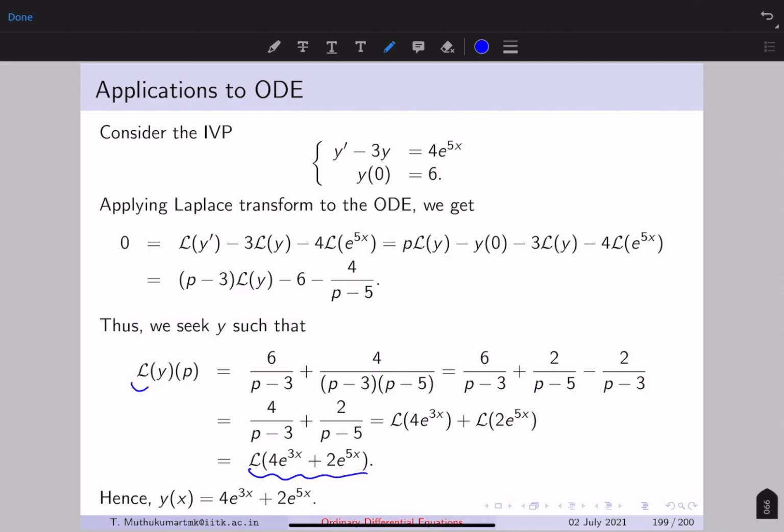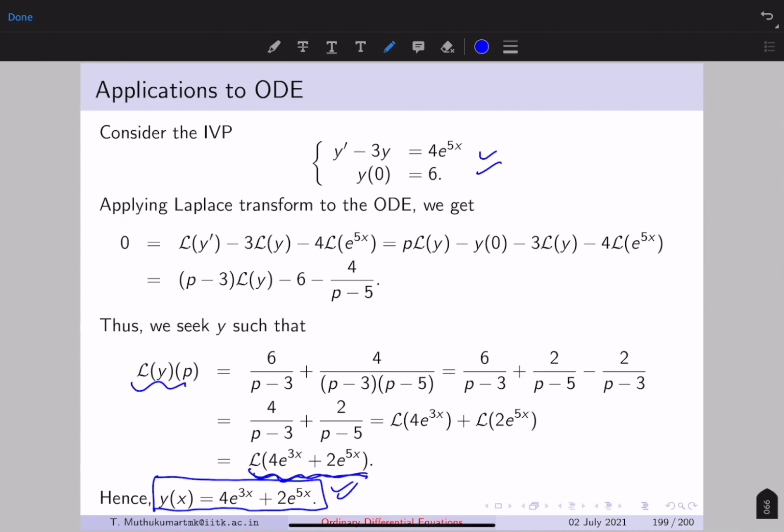So the Laplace transform of y is equal to the Laplace transform of this, right? By linearity, the Laplace transform of y minus this is 0, which means y minus whatever is here is equal to 0, which means y is this. So you have solved for y, right? So the solution to this differential equation is this.